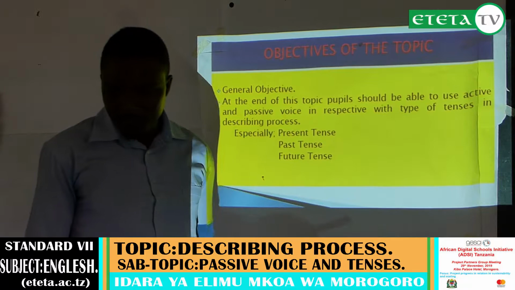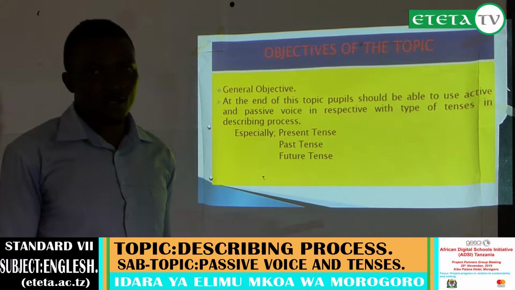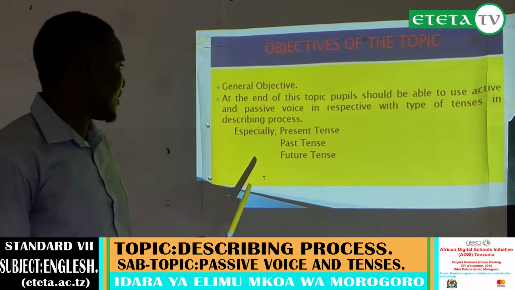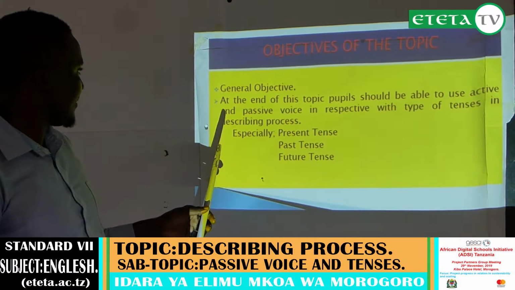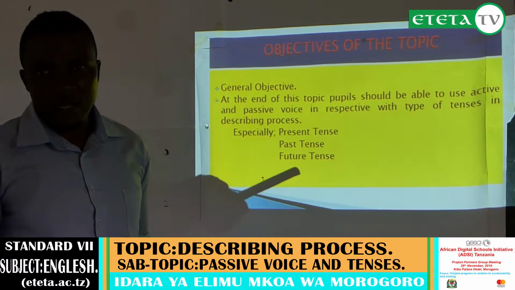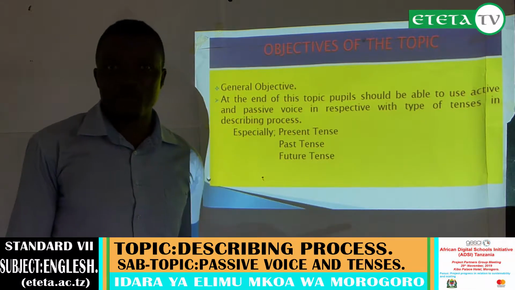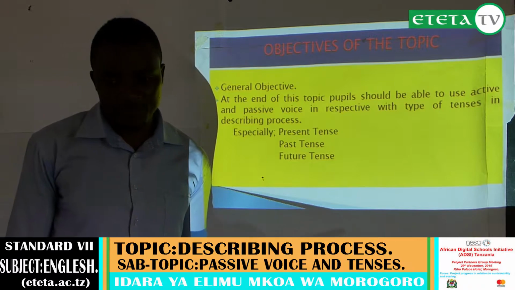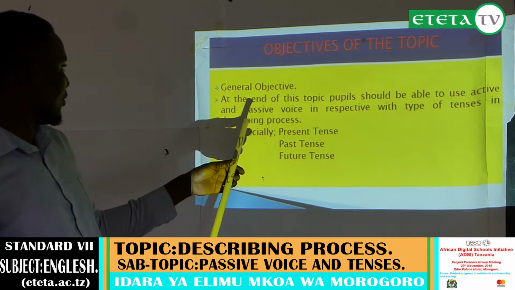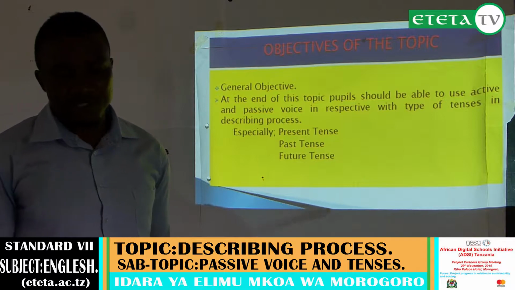Before proceeding with our lesson, let me give you the objectives of the topic. Let me start with the general objective. The general objective of the topic is, at the end of this topic, pupils should be able to use active voice and passive voice with tenses in describing process. Now let me give you the specific objective.